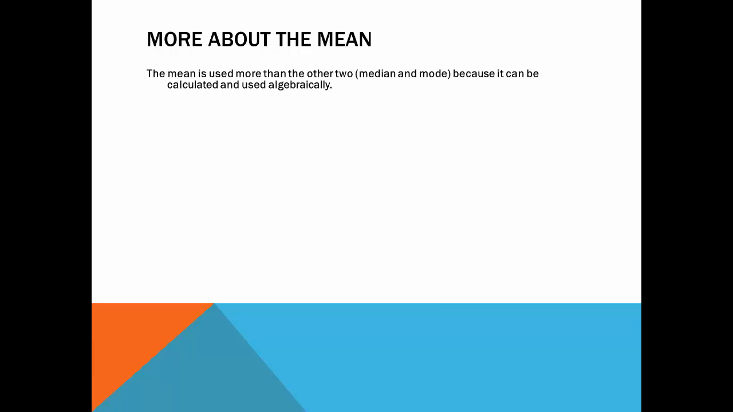The mean is used more than the other two, the median and the mode, because it can be calculated and used algebraically, so I'm spending more time talking about the mean. It is typically stable from sample to sample, so if you were doing a study and you took one sample of people and got the mean for that, and then you took another sample of people and got the mean, and another sample and got the mean, and so on, then those means would typically be stable, right? It would be similar means across all the different samples.